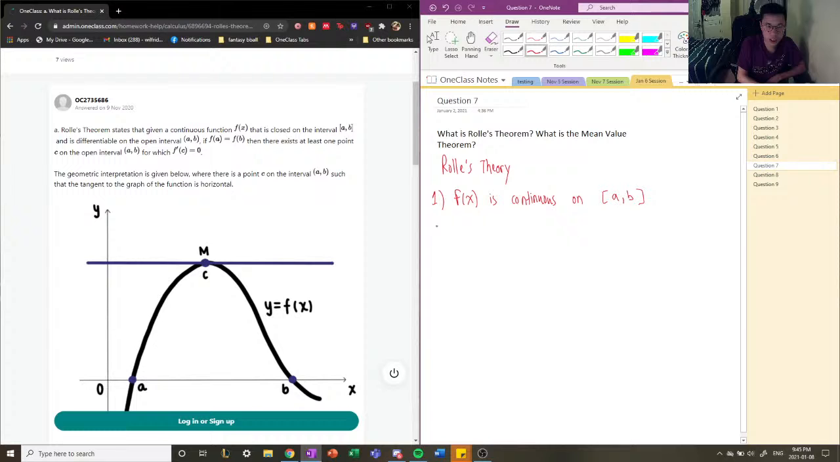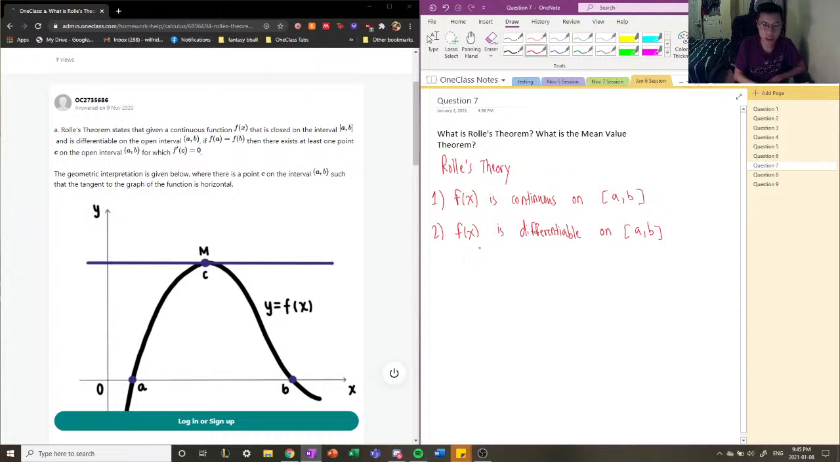So the second condition for Rolle's theorem is that f of x is differentiable on the same interval, a to b. What it means to be differentiable is that the derivative exists at every point in this interval for this function. So these two conditions must be valid for Rolle's theorem to be true.